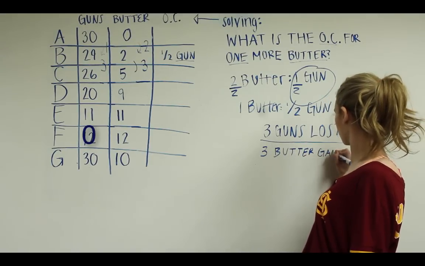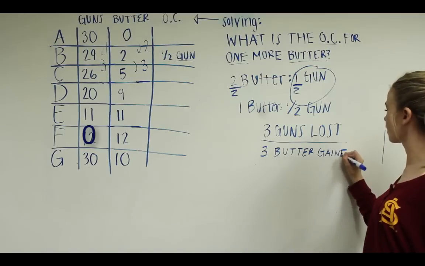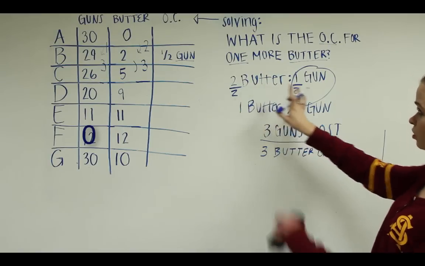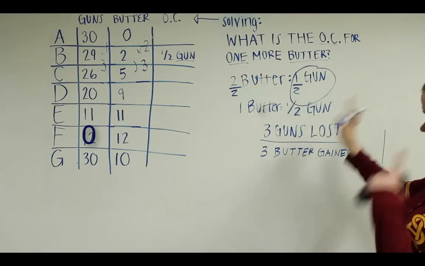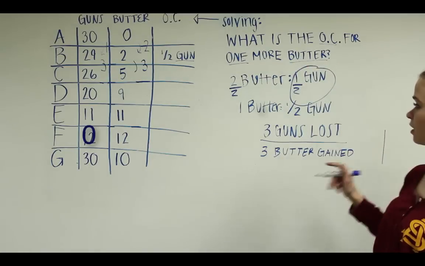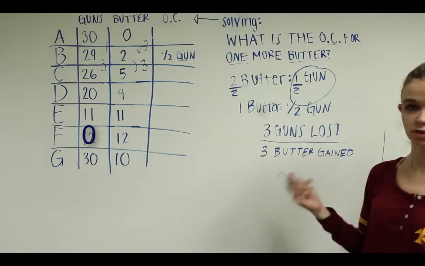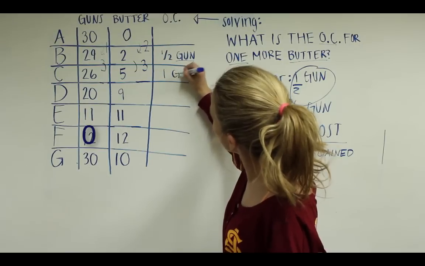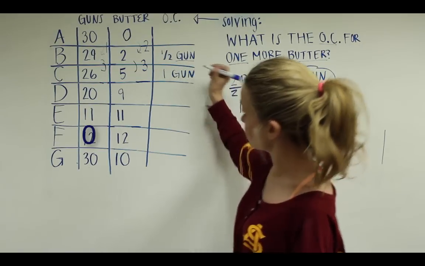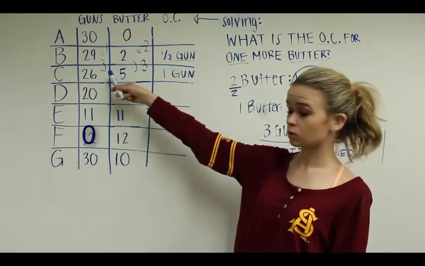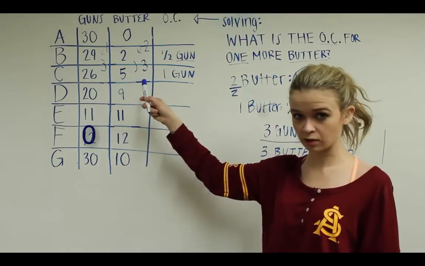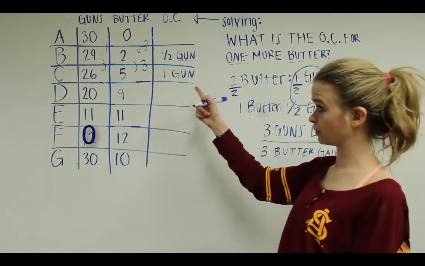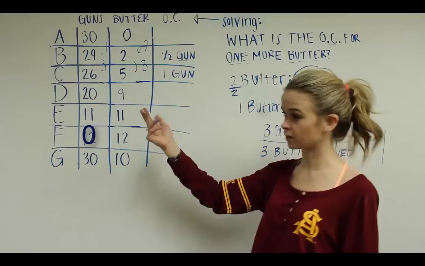So again, this is the same way to approach a ratio problem. You just are no longer looking at a 1 to 1/2. We're just skipping right to here. And we have a 3 over 3, so what is that? 1. So 1 gun. Because we lost 3, but gained 3. So our loss divided by our gain is 1. Okay, moving on to the next.